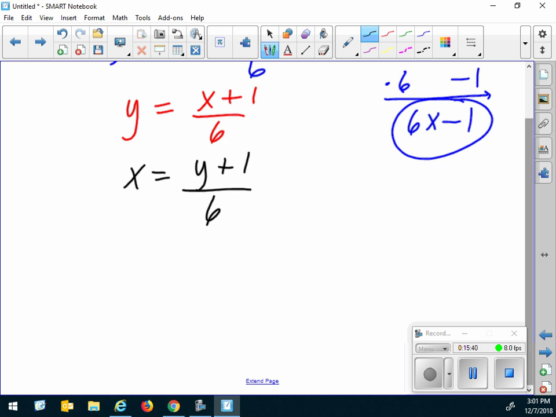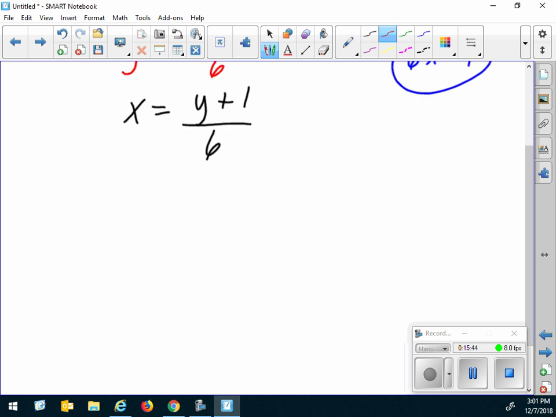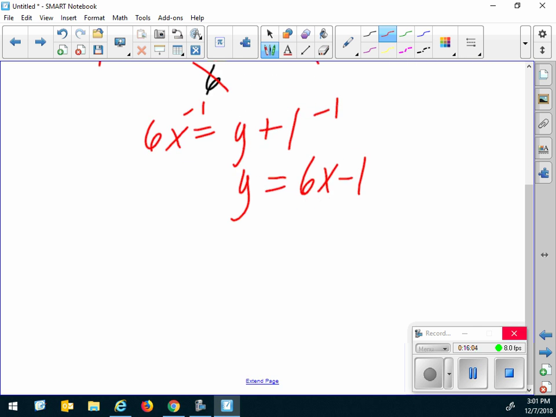Solve for y. So Angel said you're going to multiply both sides by 6. And if you do that, what do you get? 6x equals y plus 1. Subtract 1 from both sides. y equals 6x minus 1. What's your last step? Replace y with f inverse of x.